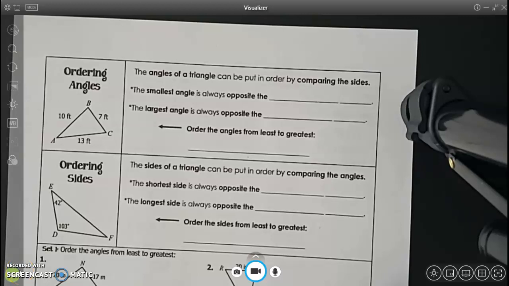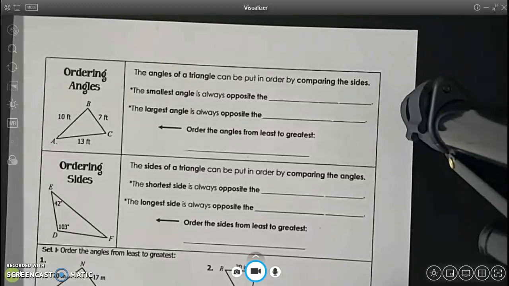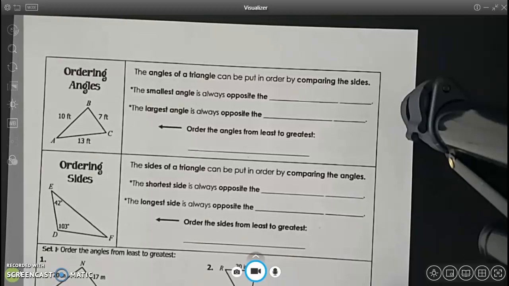All right, guys, this week's notes are not very long. We're just going to do one page. This week we're just going to do ordering angles and ordering sides. Okay, so this page is in your notes. The first one is ordering angles.